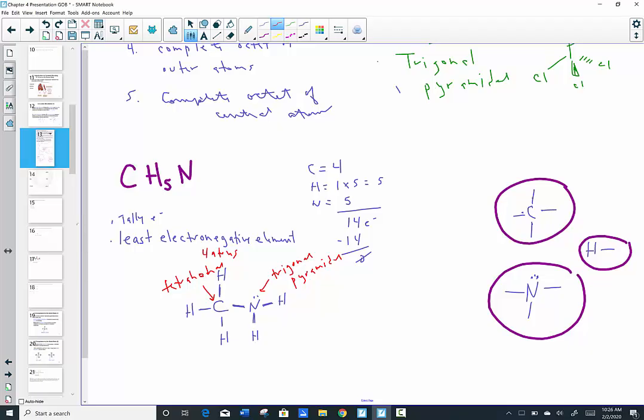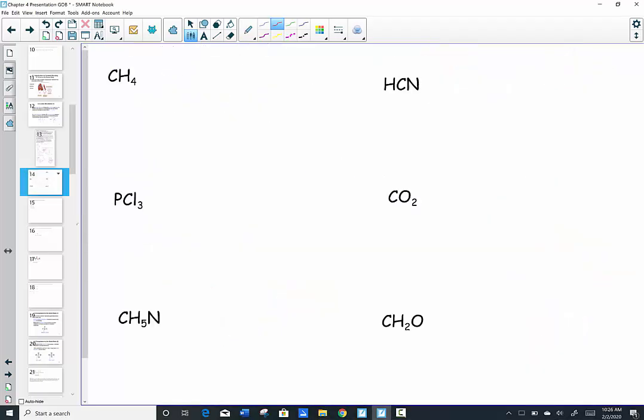Let's turn our attention to the right side of your examples. We've done CH4, we've done PCl3, and we just did CH5N. How about HCN, hydrogen cyanide? Hydrocyanic acid is another word for that. All right, let's tally our electrons. Hydrogen lives in group 1, 1 valence electron. Carbon lives in group 4. Nitrogen lives in group 5. We have just 1 atom of each. That gives us 10 electrons.